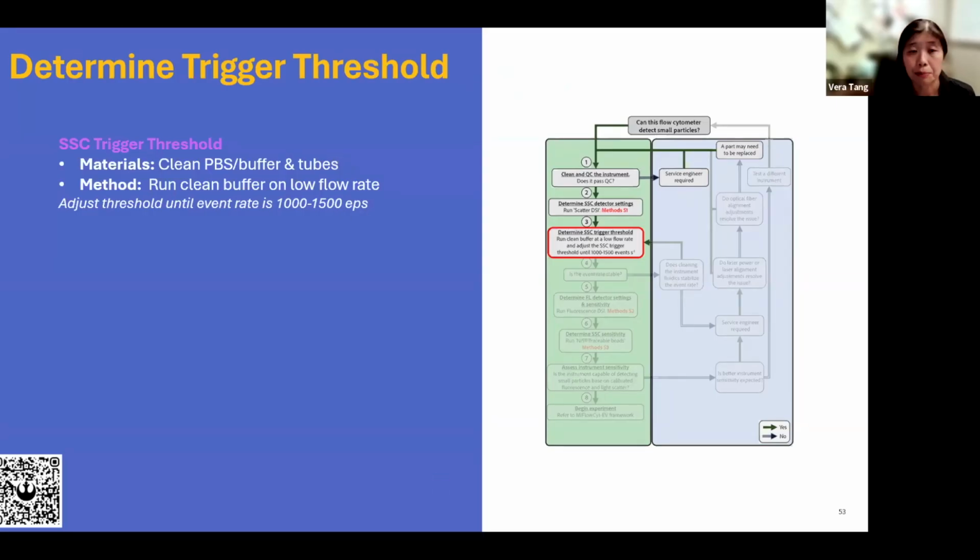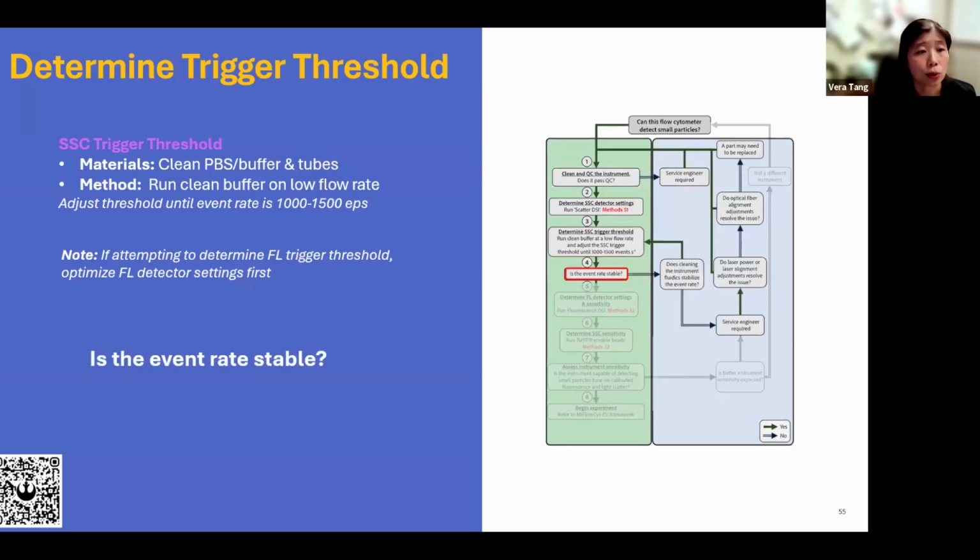But essentially, we run our PBS sample, and we pick a threshold cut off at around 1,000 events per second on most of our conventional instruments. And now on the nano instruments, which run at a lower volume, we generally go a little bit lower in terms of events per second. So, okay, yeah, we do have a talking point about the fluorescence triggering threshold.